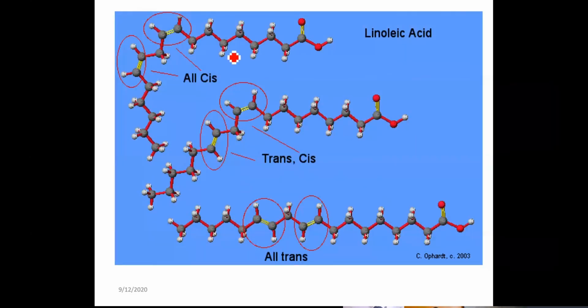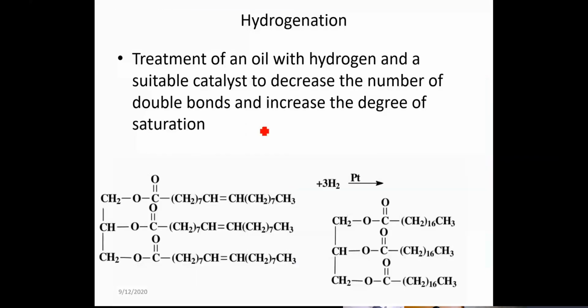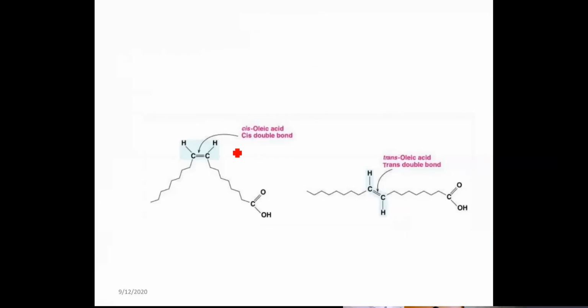Okay, but in partial hydrogenation, what happens? Trans bonds are formed, which is not recommended. This is the molecule I just drew, so cis and trans.